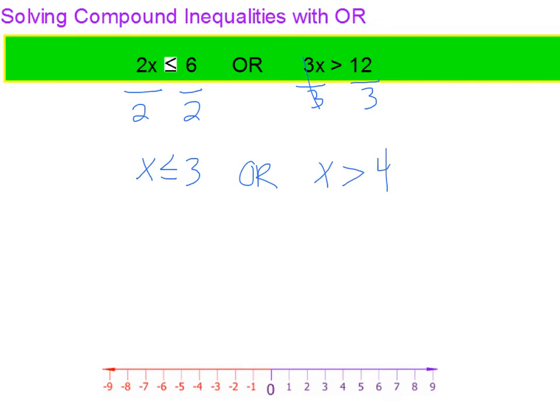So to graph this, I'm looking at all the x's that are less than or equal to 3. Okay, that's a closed dot at 3, and everything less than that. And then I want all the x's greater than the 4, so that's an open circle at 4, but I want everything greater than that. Okay, these are not one of the overlap situations. I just graph both inequalities, and there it is. X can be anything on this side of 3 or on this side of the 4.